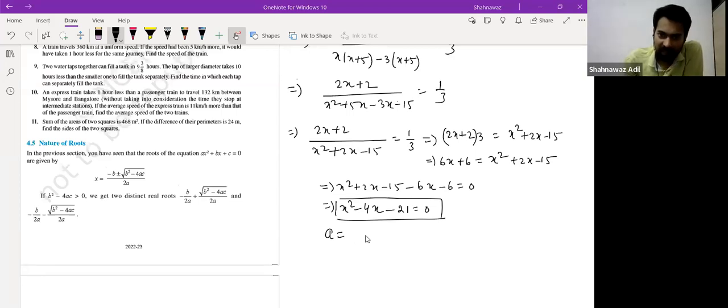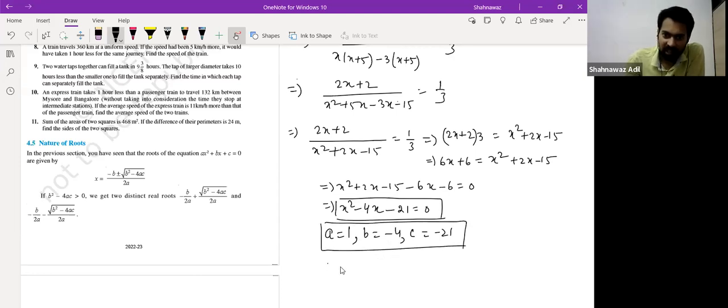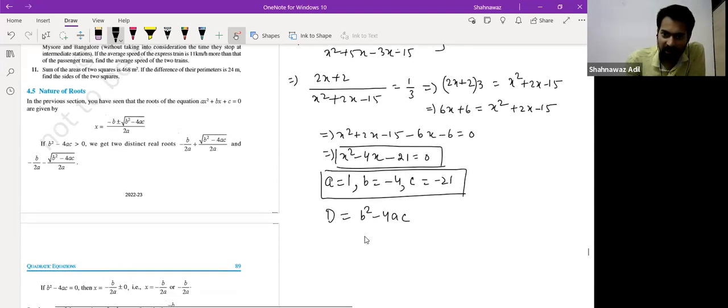A is 1, correct. B is minus 4, and C is minus 21. So what is D? B square minus 4ac. So this would be minus 4 square minus 4 times A, which is 1, times minus 21. So this is 16 plus 84, so this is 100.